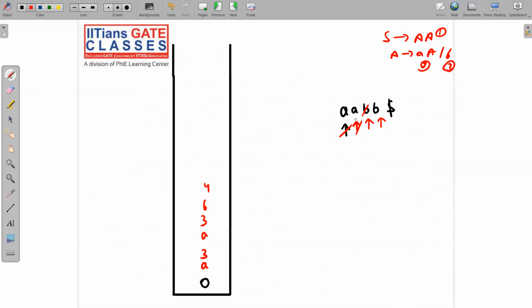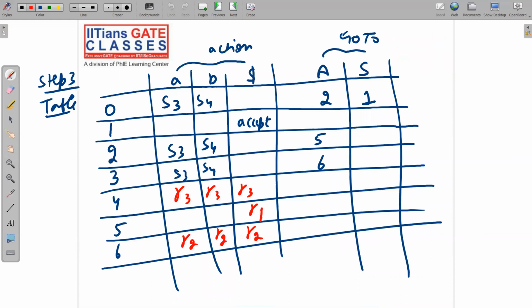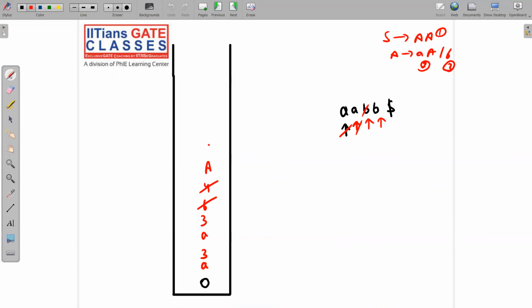So 4 is R3, so B will be reduced to A. But which B? This B will be reduced to A. We are at this B and we are reducing this B to A, and we are not doing it blindly. We say that we have read this B and then we have taken the decision. This B will be reduced to A, which means the length of B is 1. So we will pop 2 symbols and push LHS, that means capital A, onto the stack. Now 3 on capital A, go to state number 6.